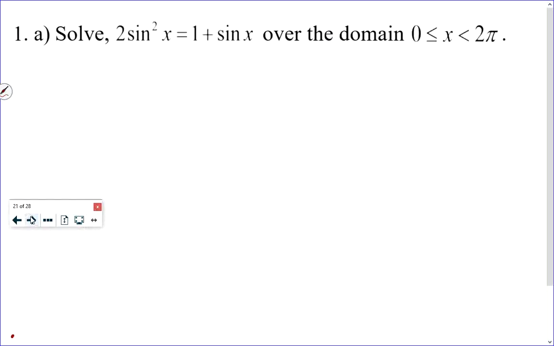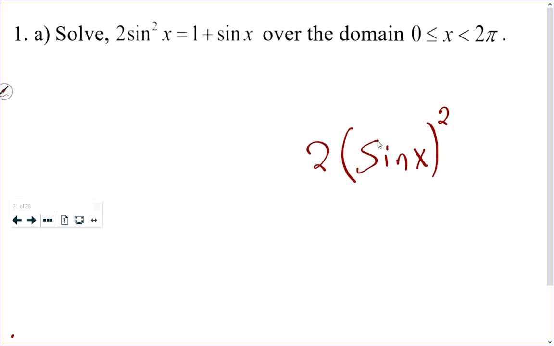So let's solve 2 sine squared x equals 1 plus sine x. So what? 2 sine squared x. That's how it's pronounced. What 2 sine squared x means is 2 times the square of the sine of x. Okay? It's how we abbreviate it.